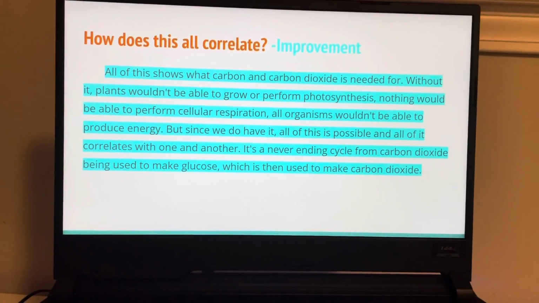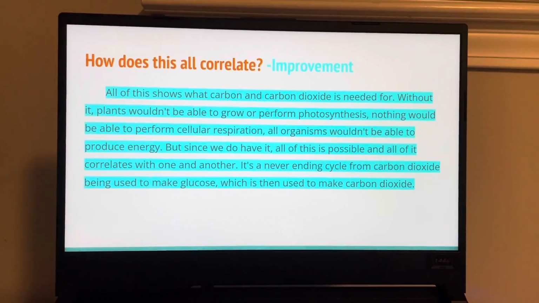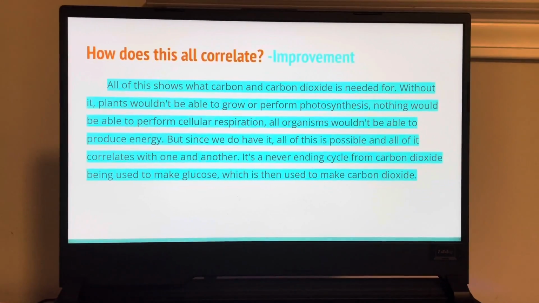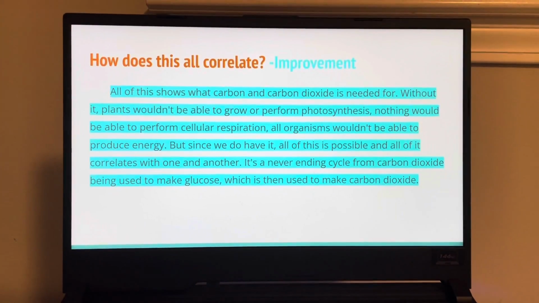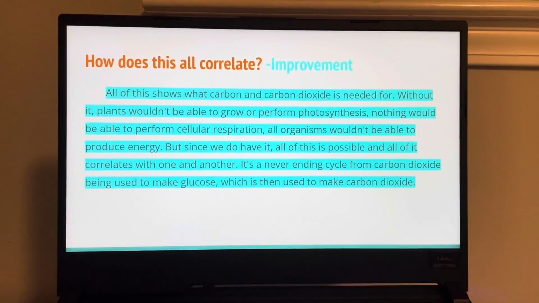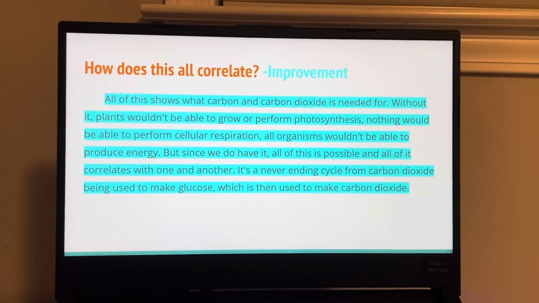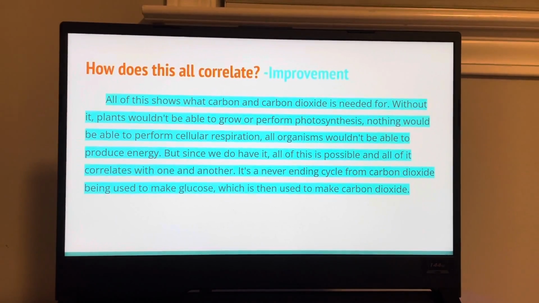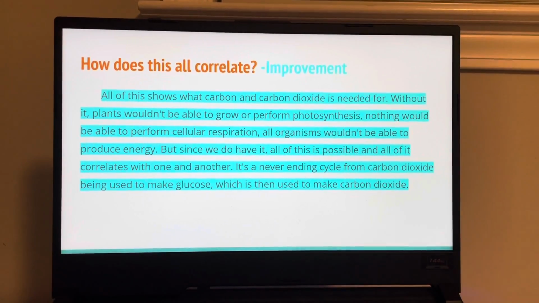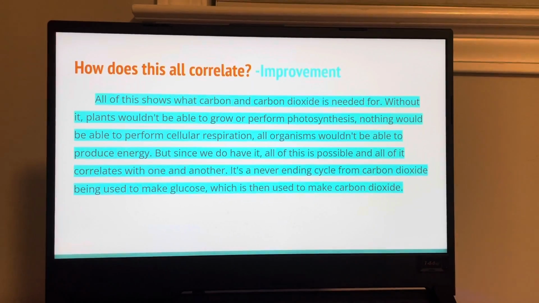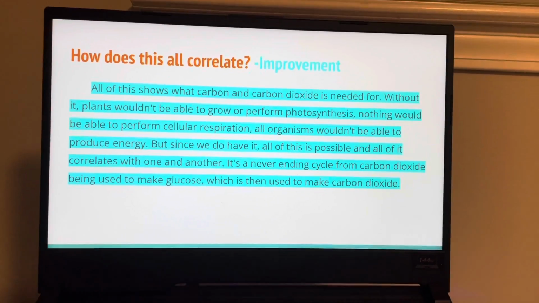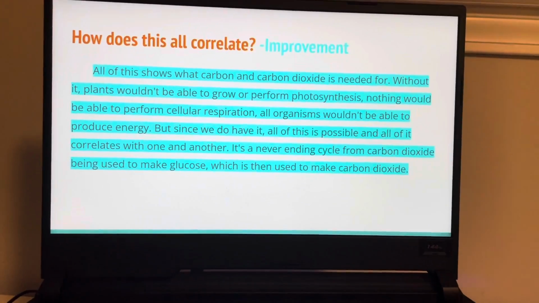How does this all correlate? All of this shows what carbon and carbon dioxide are needed for. Without it, plants wouldn't be able to grow or perform photosynthesis. Nothing would be able to perform cellular respiration, and all organisms wouldn't be able to produce energy. But since we do have it, all of this is possible, and all of it correlates with one another. This is because it is a never-ending cycle from carbon dioxide being used to get glucose, and then that glucose being used to make carbon dioxide again. And then that carbon dioxide is put back into the atmosphere.